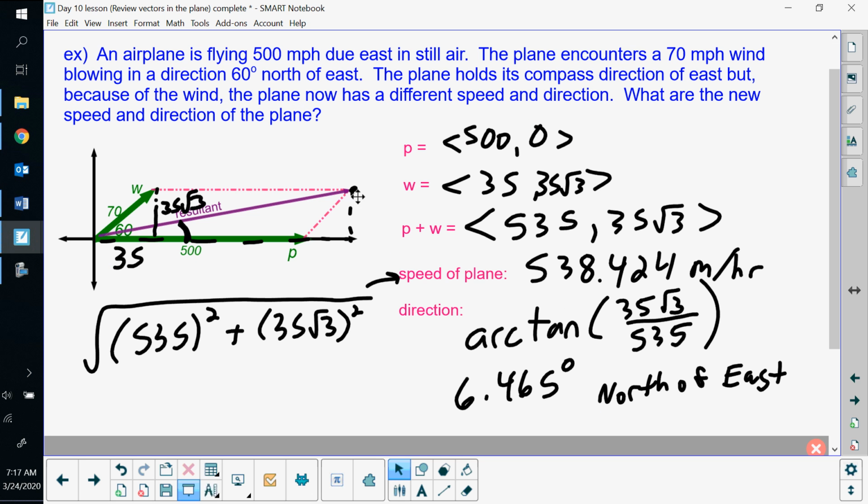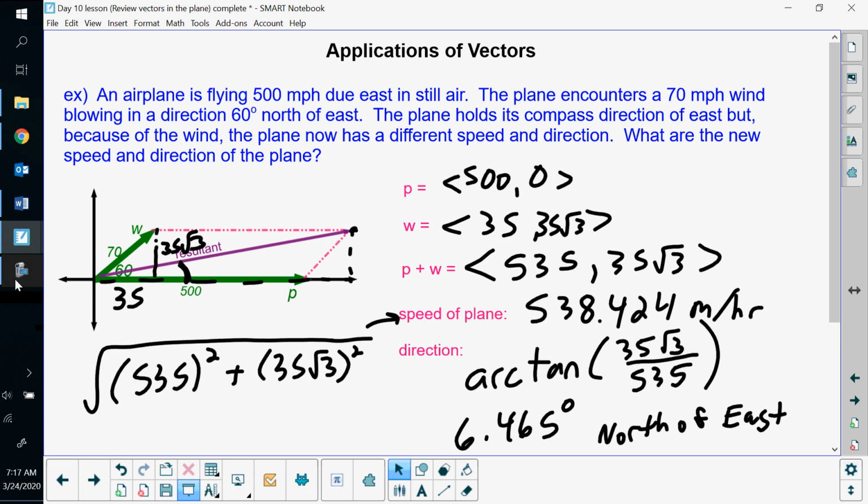Now that angle, we were at east, and we went up some, so it's north of east. If you said east of north, that would be starting up first and then going to the right. So this is north of east. And that's it for this video.